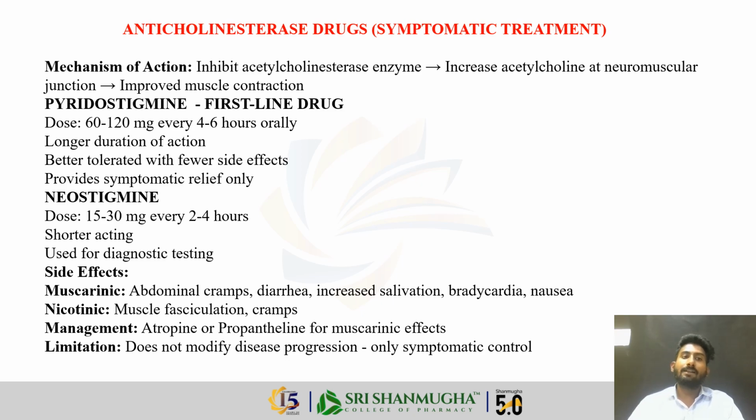The first-line drug of choice for myasthenia gravis is pyridostigmine. The dose of pyridostigmine is 60 to 120 mg every 4 to 6 hours orally. It has a longer duration of action and is better tolerated with fewer side effects, and provides symptomatic relief only.